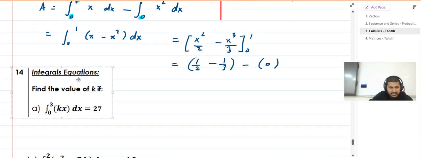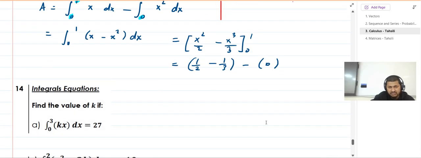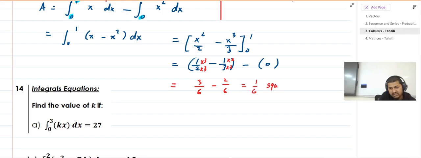What is half minus 1/3? Let us simplify this. Remember, the first one is times 3, common denominators, times 2 times 2. So I get 3 over 6 minus 2 over 6. I will get 1/6 square units, right? And that's my answer. That's my area bounded, right?